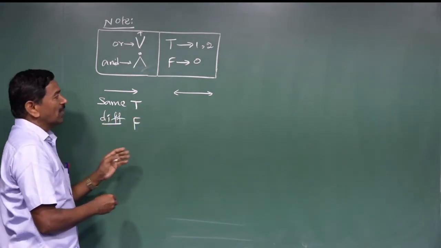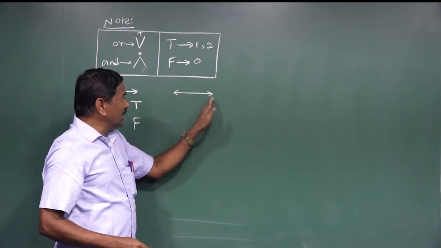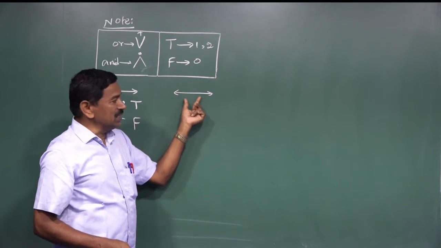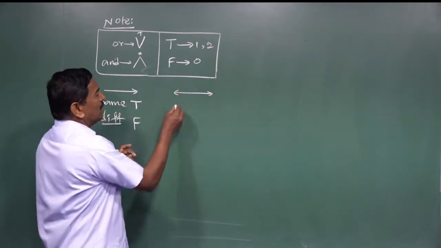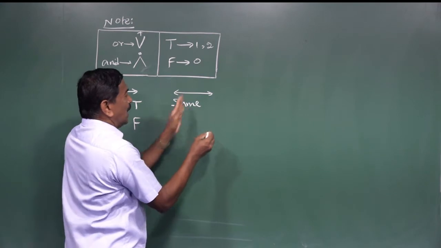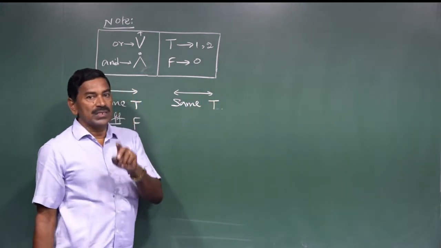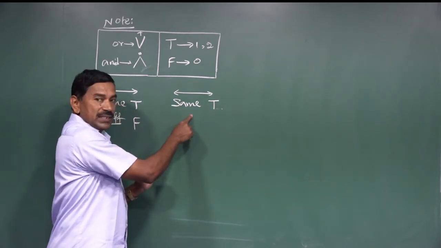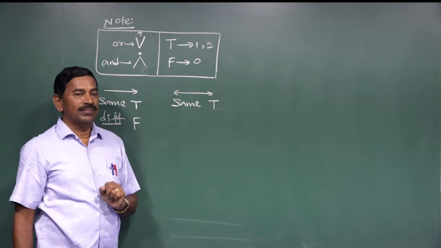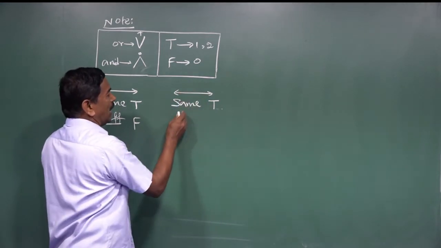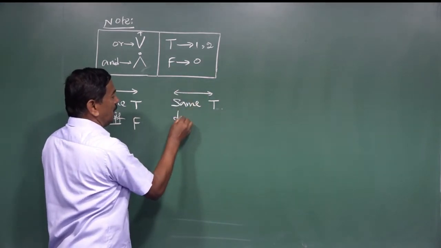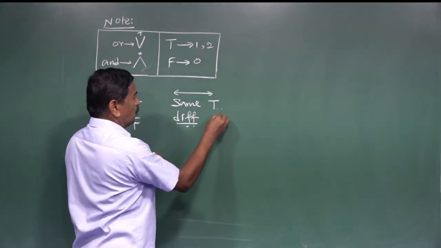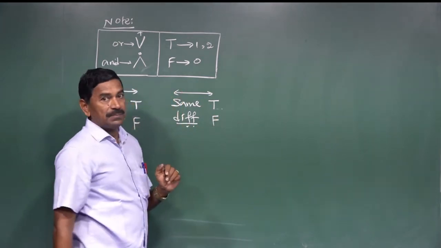Next, come to the biconditional statement, that is the double-sided arrow. It means if and only if. Here, same means true is the answer. For example, true, true, same, therefore true. False, false, same, therefore true. Similarly, for the biconditional statement, if it is different, false is the answer.